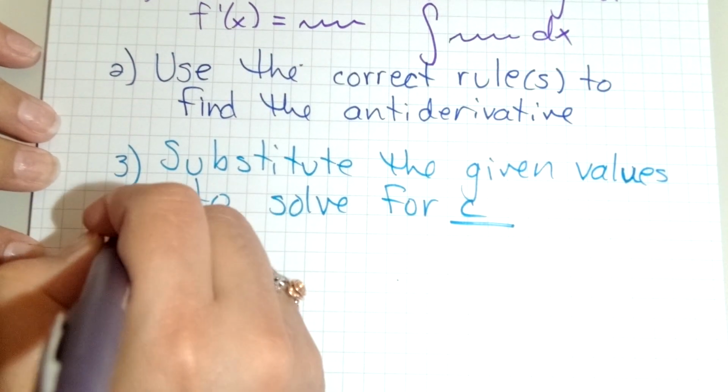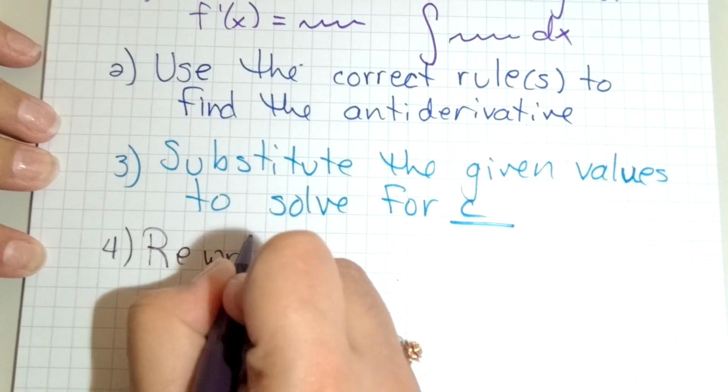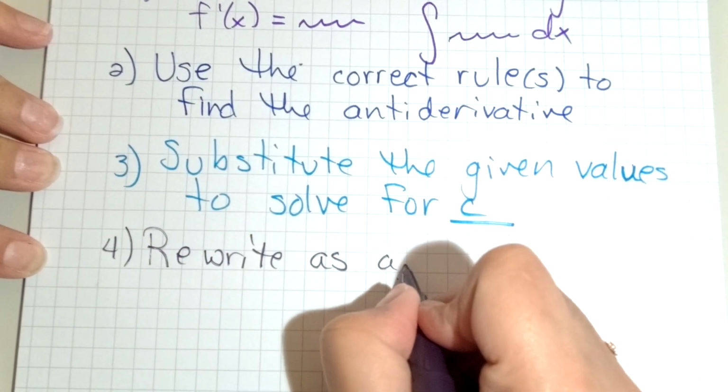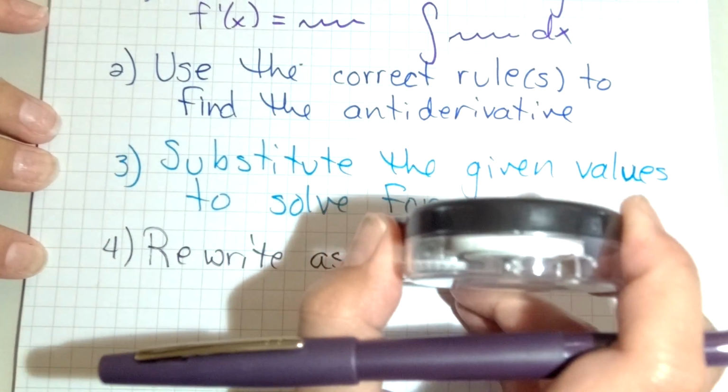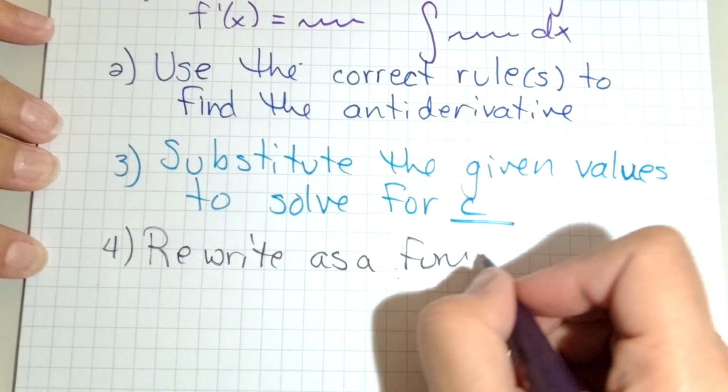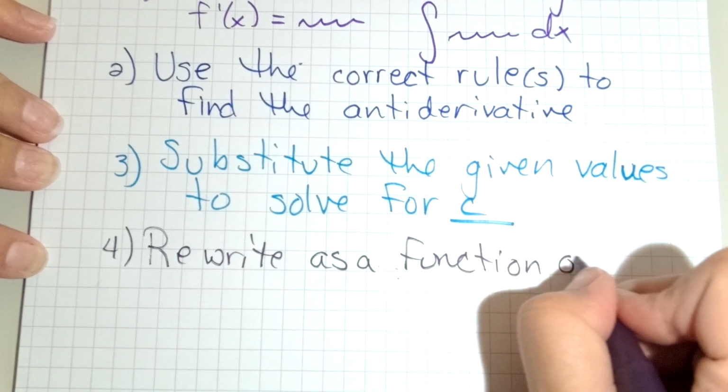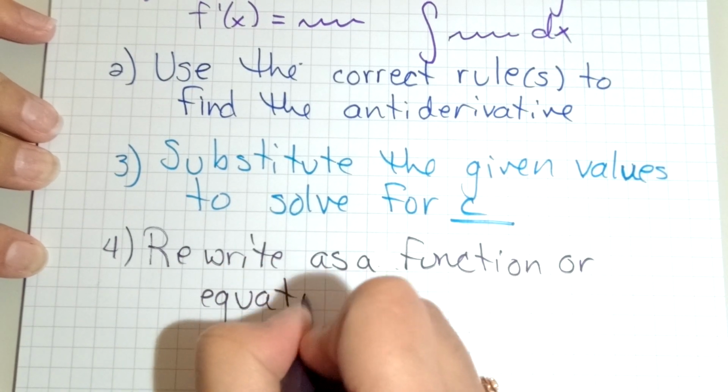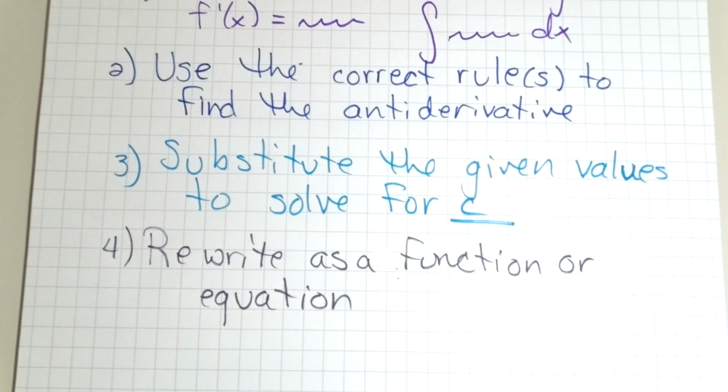And then your last step is to make sure that you are rewriting as a function or equation. So last week I said it did not matter if you were using y equals or f of x equals. It will matter now, because, if some of you have looked ahead, it's going to tell you what specific notation to use. So make sure you're using that notation. Are there any questions so far?